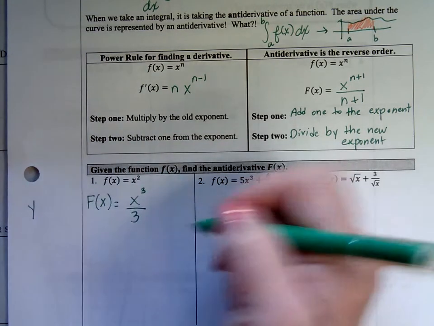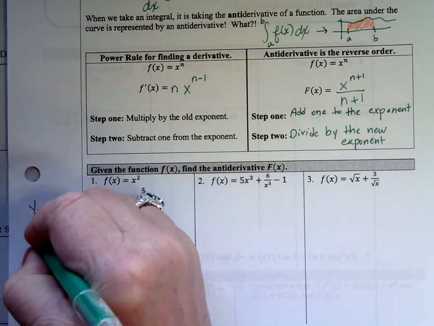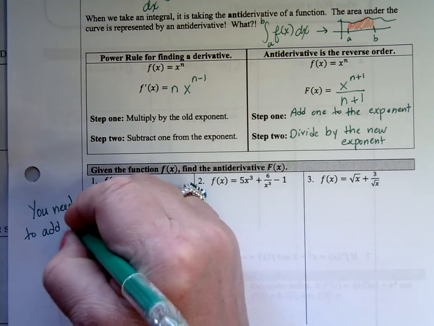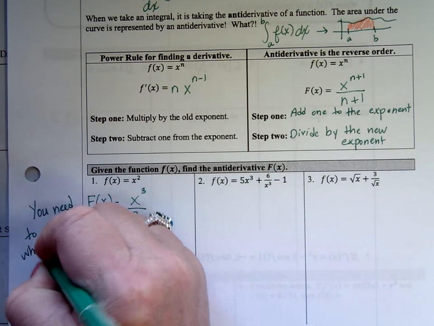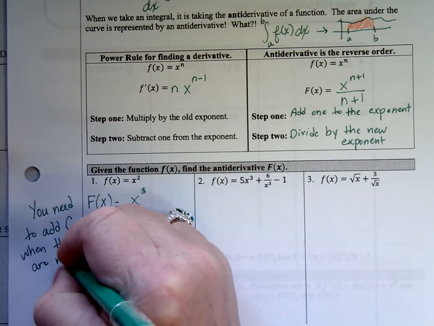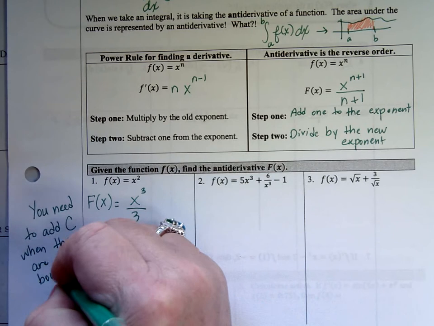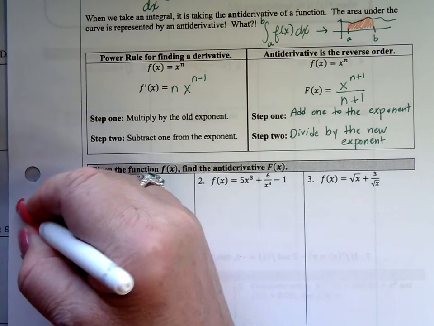When you find an antiderivative, you need to add c. Now just write it for now, and then I'll explain why. Add c when there are no bounds. All right, so this is important, important, important. So I'm going to bubble this in.